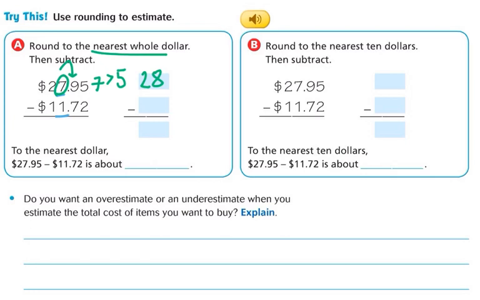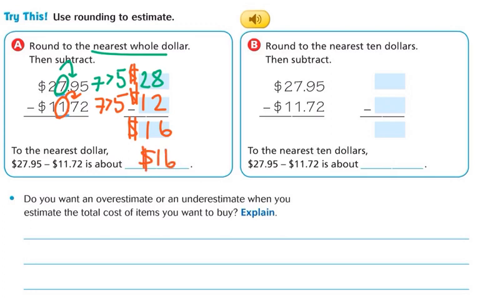Now I'm going to look at $11.72. Circle the 1, and look next door. We see the 7 again. 7 is greater than 5, so that 1 that we circled is going to become 2, making $12. I want to make sure that we use our dollar signs. 8 minus 2 would be 6. 2 minus 1 would be 1. So the estimate says $16. So to the nearest dollar, $27.95 minus $11.72, our answer should be about $16.